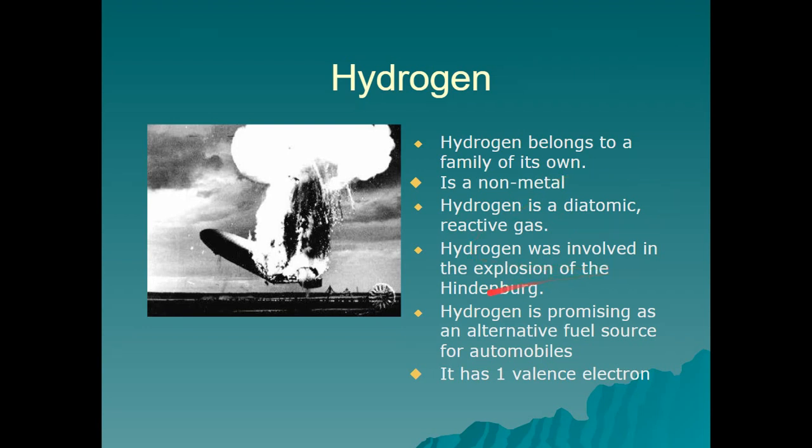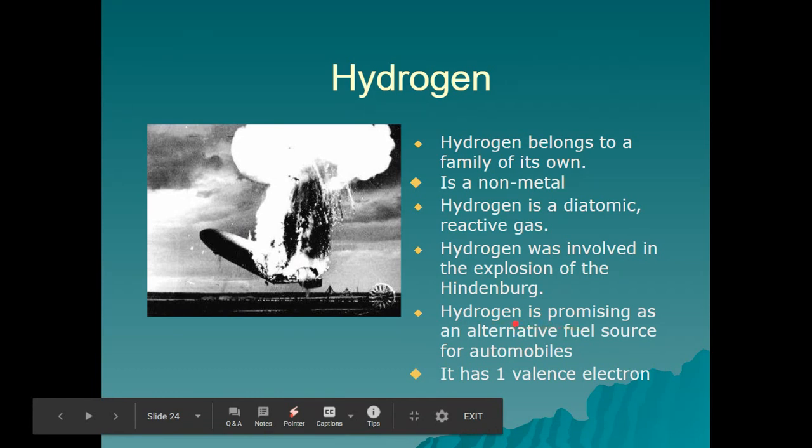Okay, hydrogen was involved in the explosion of the Hindenburg. That's what this picture is. This very tragic event. Because hydrogen causes, just like helium will cause things to float. It was used, and it's a very good fuel source. It was used for the Hindenburg. However, because it is very explosive and reactive, it did actually explode. Well, of course, you can see the explosion here. And hydrogen is a promising and alternative fuel source for automobiles. It has one valence electron.